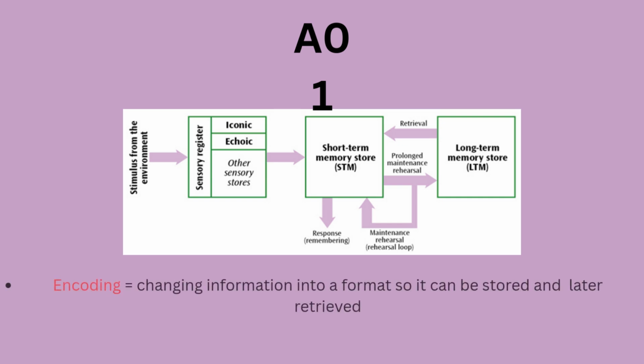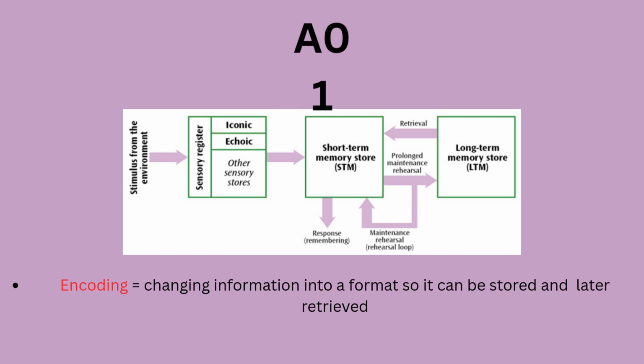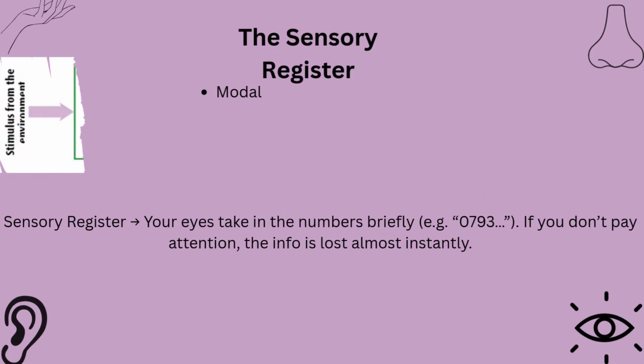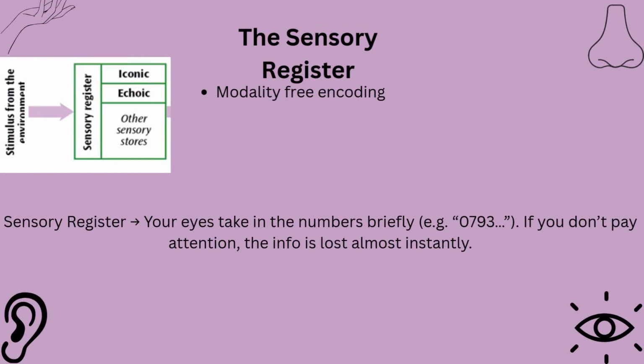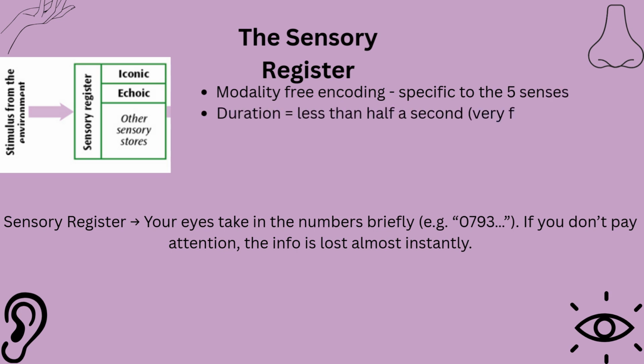A key definition we need to learn here is encoding, which means changing information into a format so it can be stored and later retrieved. Next, we are going to be doing a deep dive into the sensory register. The next term is modality-free encoding, which means that the sensory register encodes in a way specific to each of the 5 senses. For example, iconic encoding refers to encoding information processed by the eyes.